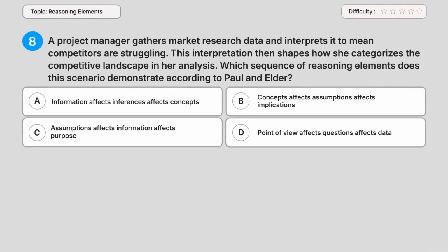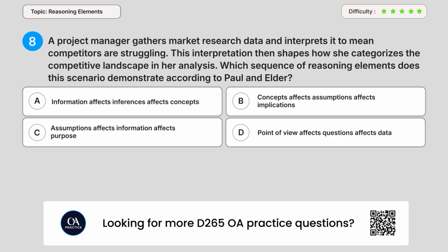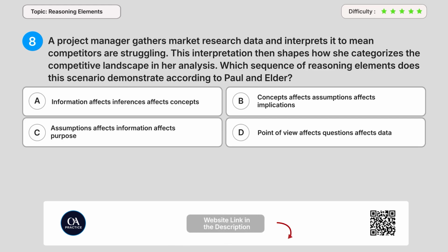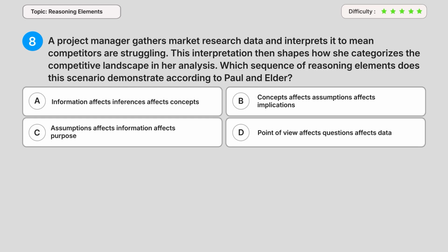8. A project manager gathers market research data and interprets it to mean competitors are struggling. This interpretation then shapes how she categorizes the competitive landscape in her analysis. Which sequence of reasoning elements does this scenario demonstrate, according to Paul and Elder? A. Information affects inferences affects concepts. B. Concepts affects assumptions affects implications. C. Assumptions affects information affects purpose. D. Point of view affects questions affects data. Do you know the answer?